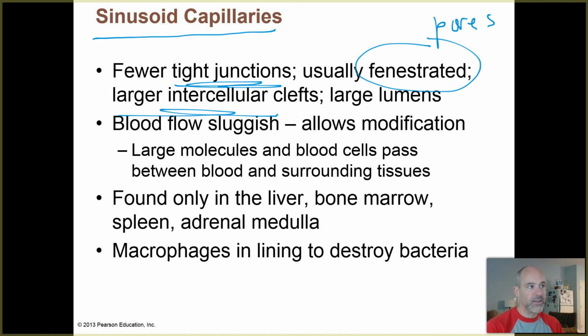They have larger lumens. So there's not a lot of blood pressure in these vessels. Blood tends to flow pretty sluggishly through here, and that's good in the locations where these types of capillaries exist, because the blood is being modified in these particular locations. Things are moving in, things are being taken out, and that includes both larger types of molecules that really can't get out of other types of capillaries, as well as blood cells in many cases also.